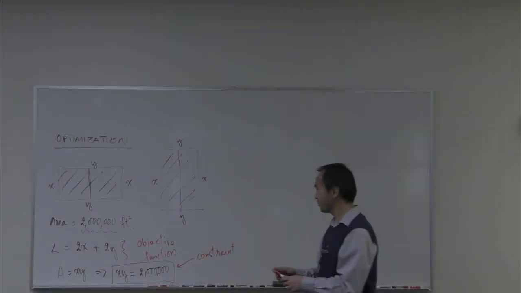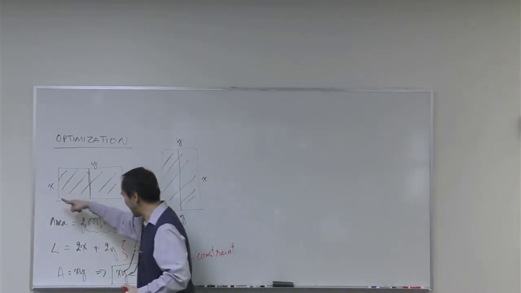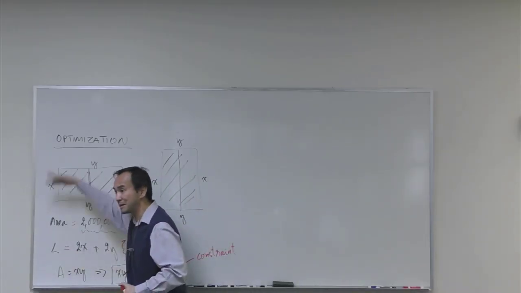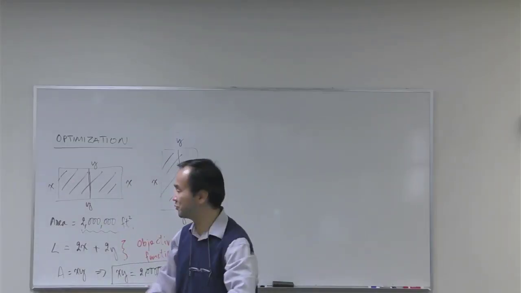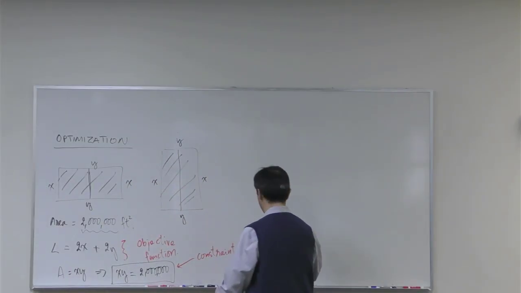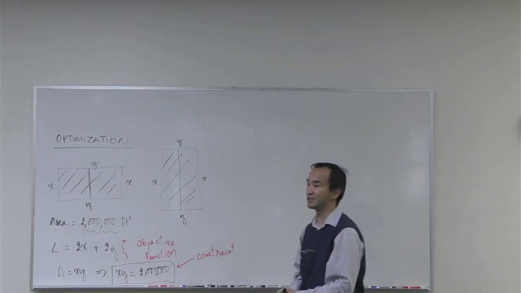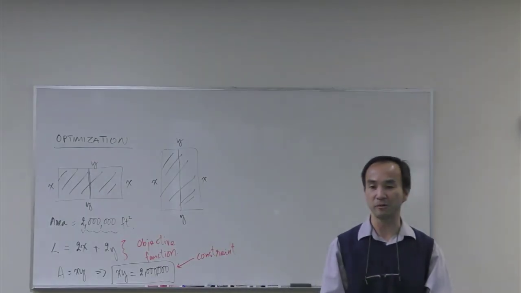Okay? See, because we can adjust our dimensions right here to make more length, or to make less length here, right? But we always restrict it to 2 million square feet. That's our constraint. See what I'm saying? Now, that's the concept of doing an optimization problem again.